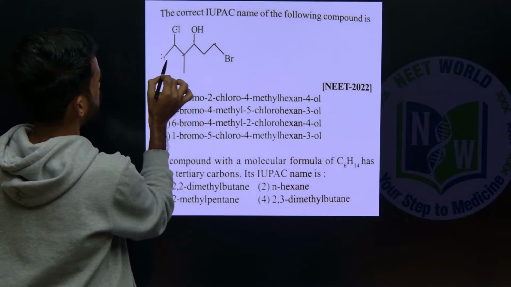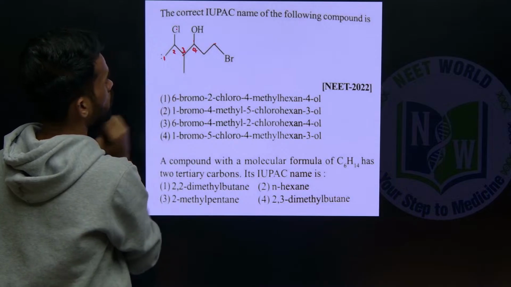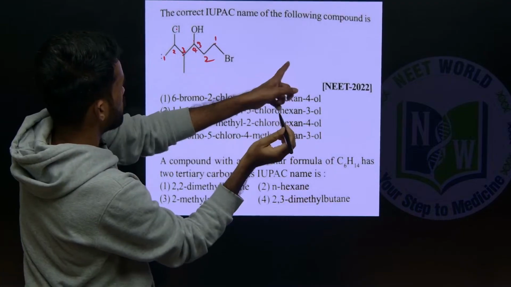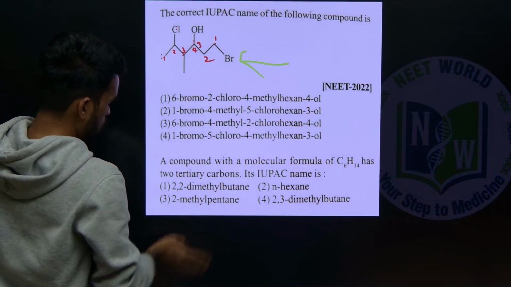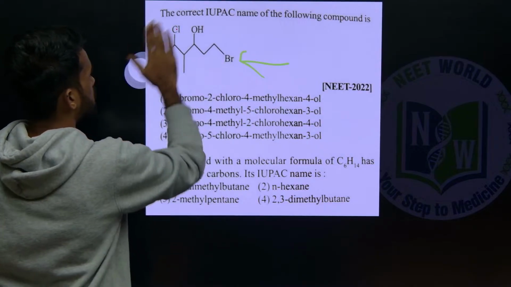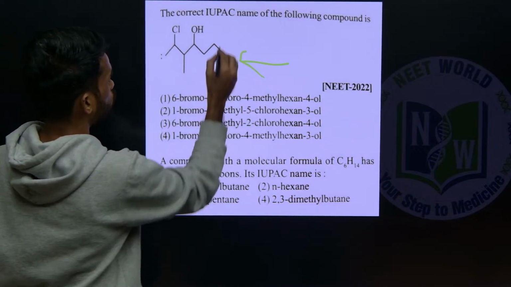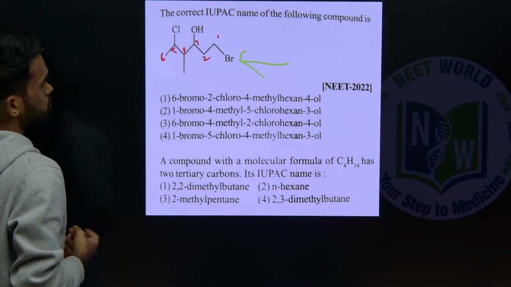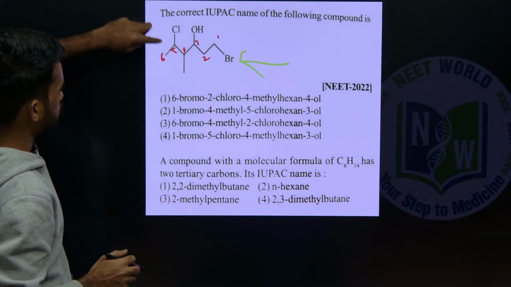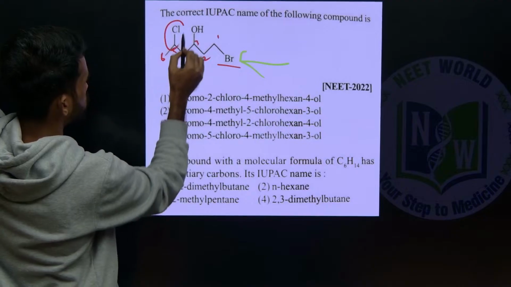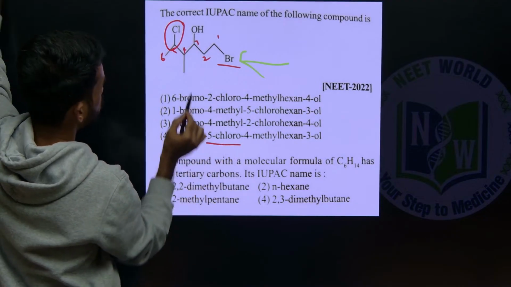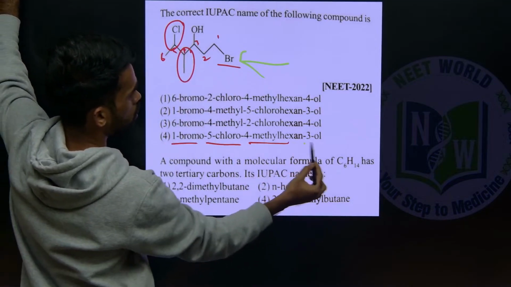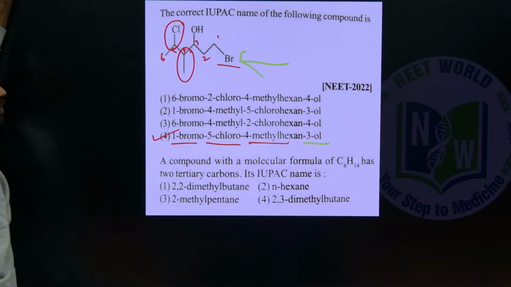If I start from here 1, 2, 3, 4 we are getting for the principal functional group, that is alcohol. If I start from here 1, 2, 3, yes, giving numbering from this side is better because the OH group is a principal functional group, that should get the lowest number. So number here 1, 2, 3, 4, 5, 6. Now you can say 1 bromo, 5 chloro, 4 methyl, hexane, 3 ol. That's it. Fourth option is your answer for the question.